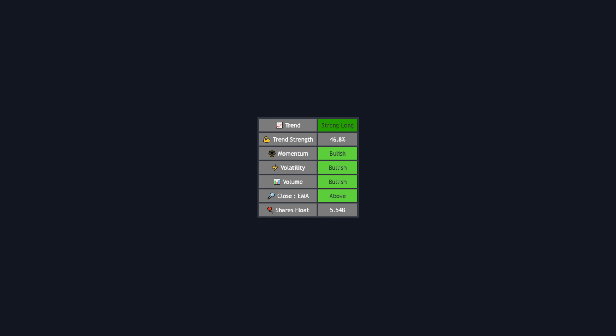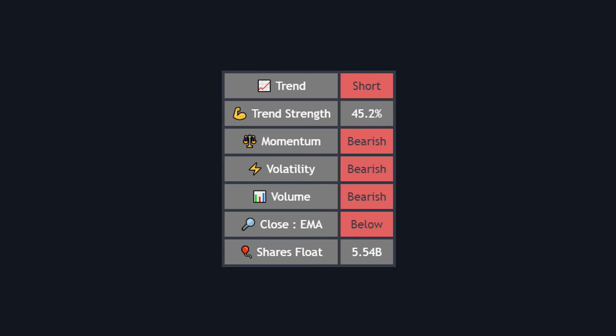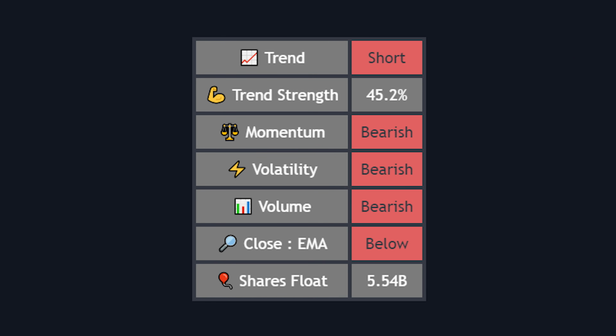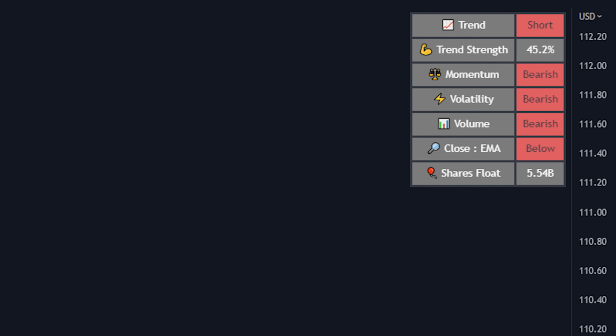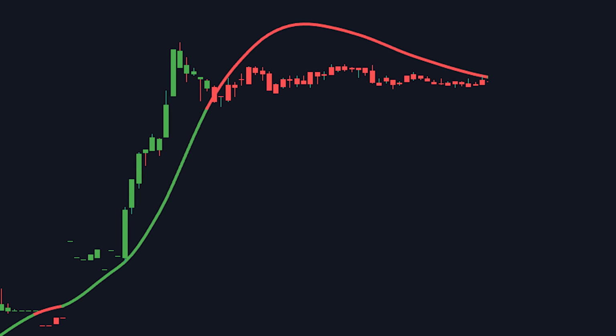In order to get a high probability setup for a long, you want most of these metrics to be bullish. And obviously for short trades, you want most of the metrics to be bearish. If a lot of the metrics are the opposite of the entry signal, it's a pretty good indication the market is consolidating. You can even confirm trades with their custom baseline feature.